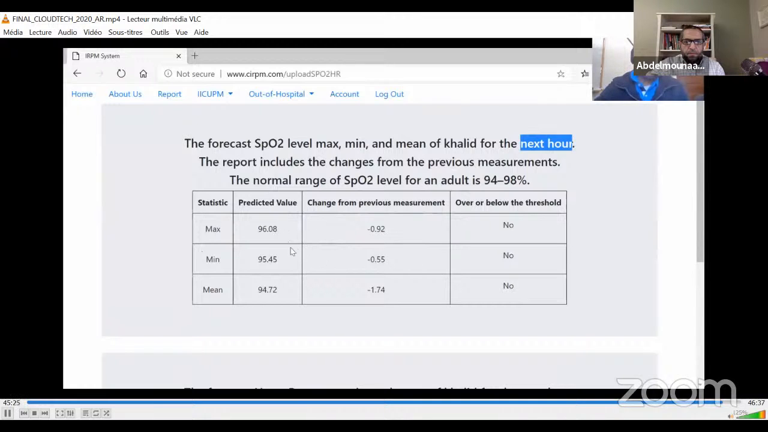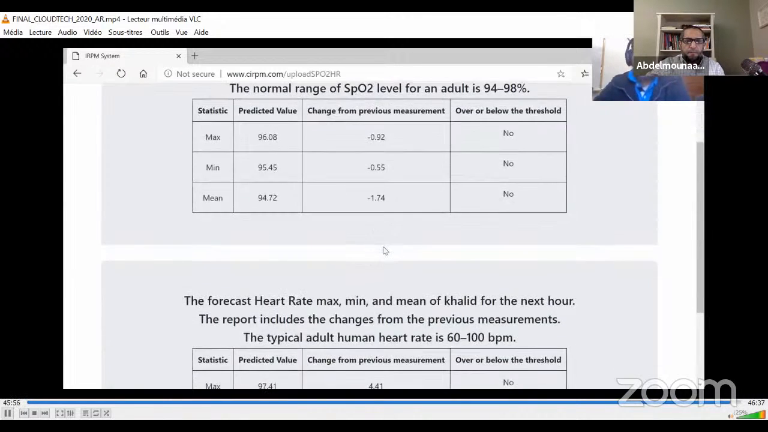So this gives us that for the next hour, the maximum oxygen level is 96, and this is changed from the previous measurements. And this is the minimum, 97, 95, and this is the mean. So here you can see whether a value is over or below the threshold. All my measurements are good.